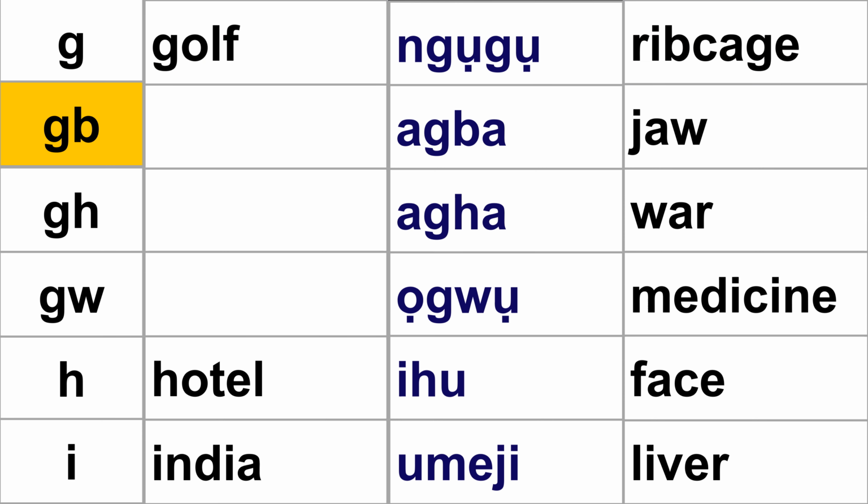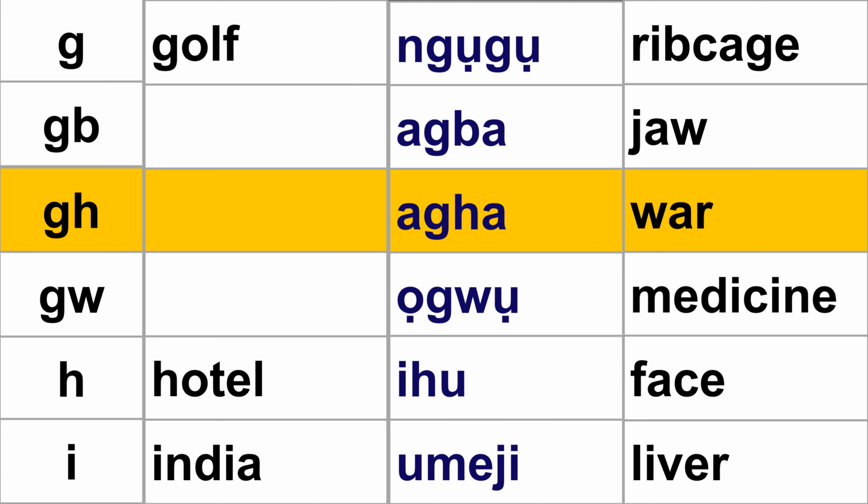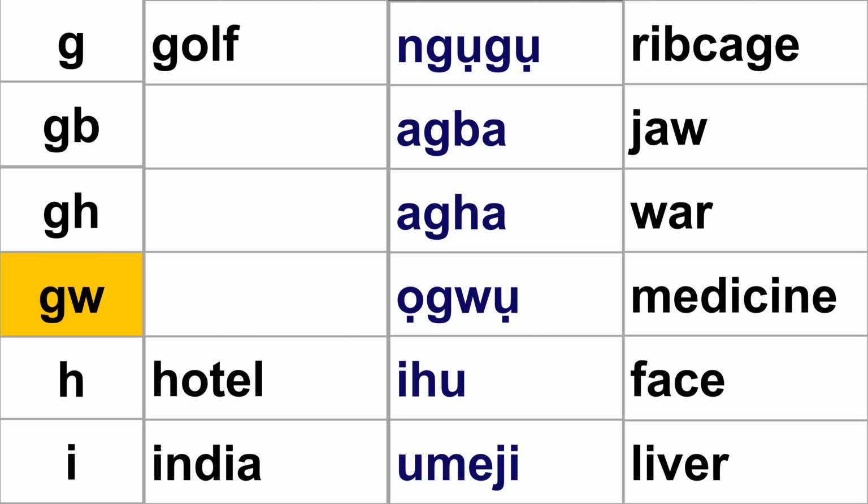Gbe. Gbe has no English equivalent. In Igbo, aba. Aba is jaw. Re. Re has no English equivalent. Igbo word that has re is aga. Aga is war. Gwe. Gwe has no English equivalent. Gwe as in ogun. Ogun is medicine.